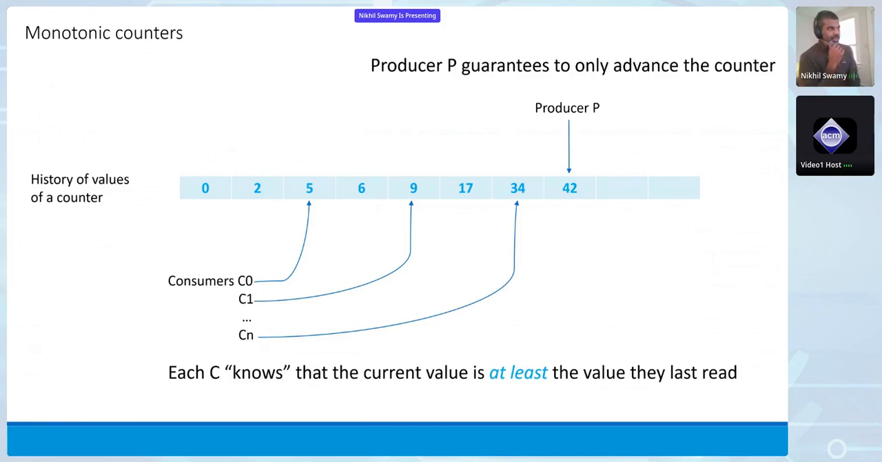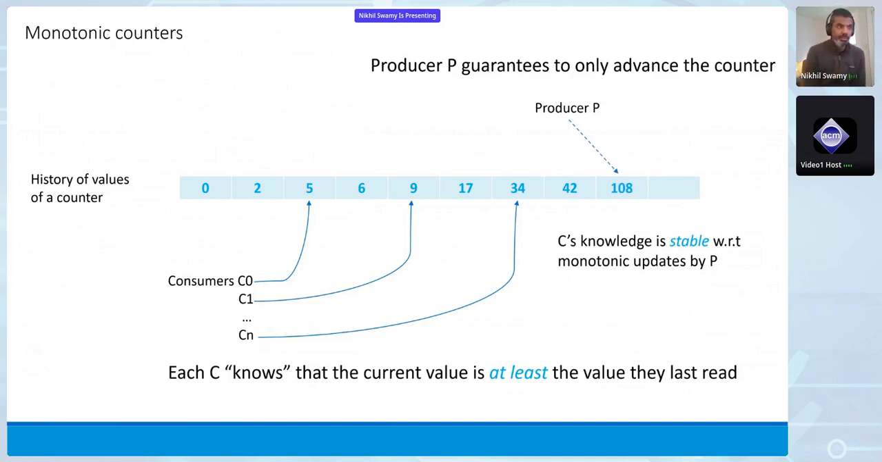So if you have a bunch of consumers who have read prior values of the counter, each consumer knows that the current value of the counter is at least the value that they last read. So if the producer were to update this counter to, say, some new value, all the knowledge that the consumers have remains stable with respect to these monotonic updates by the producer. So this scenario has been studied a lot previously.